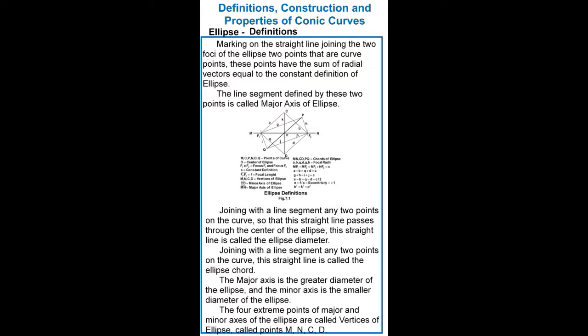The four extreme points of a major and minor axis of the ellipse are called the vertices of the ellipse, the points M, N, C, and D.